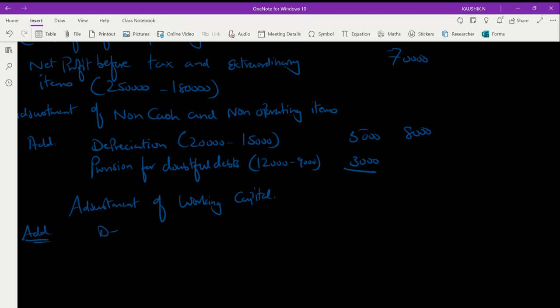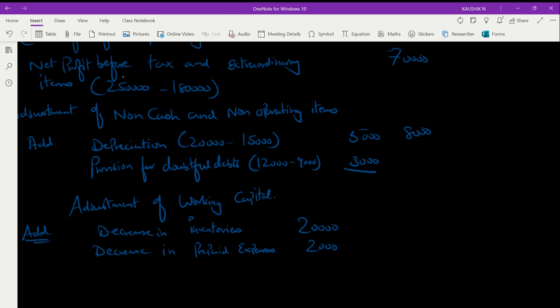So first, decrease in inventories. What is the value of decrease in inventories? 20,000 rupees. Am I right? Next is decrease in prepaid expenses. The value is rupees 2,000.